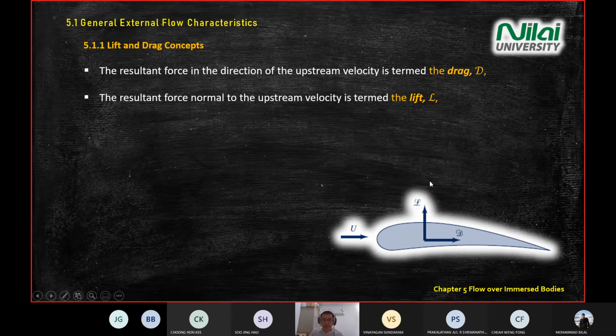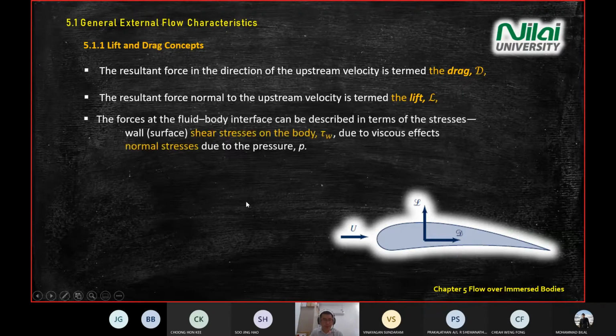All right, so this is the first step. Normally, when we want to solve a chapter 5 problem, we look at what your upstream direction is. Then we look at the body. Then straight away we draw the lift and drag direction components. Again, lift is perpendicular or normal to the upstream. Drag is parallel to the upstream, or in the direction. Or in the direction means parallel. Okay, so far nothing complex here.